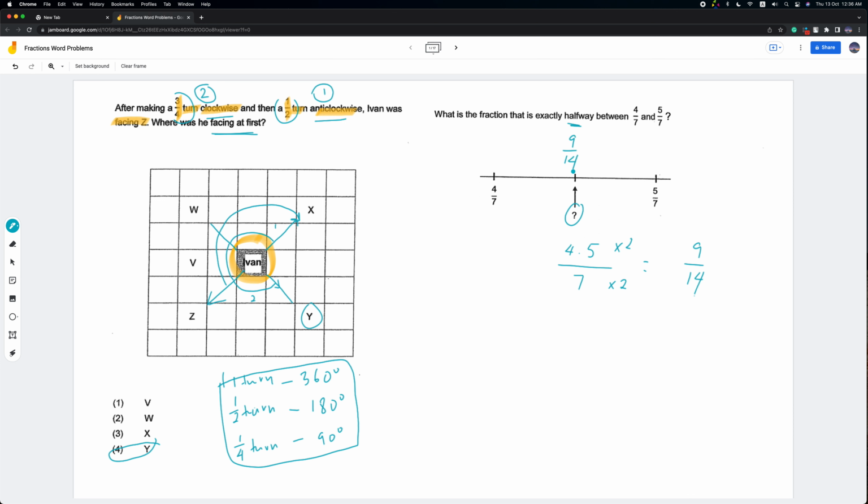So again, you just find what's in between 4 and 5, and if it's a decimal, all you need to do is multiply the fraction by 2, and remember the denominator stays the same. Okay, on to the next question.